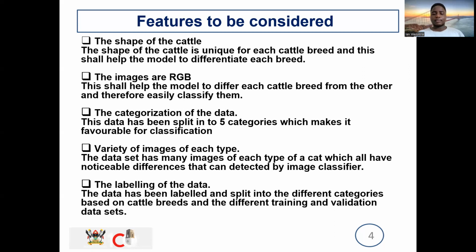The labeling of the data is done in such a way that in the training, each cattle breed is well labeled to train the model on what each cow looks like. This enables it to easily classify data that will be fed into it after the training takes place.